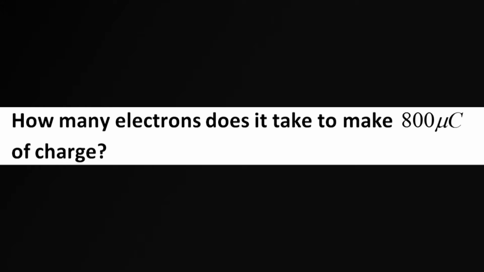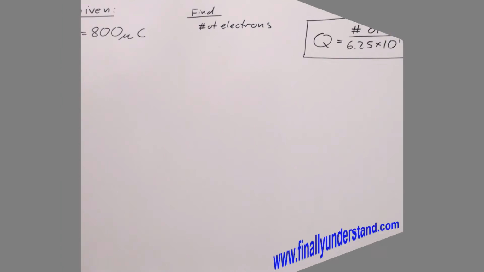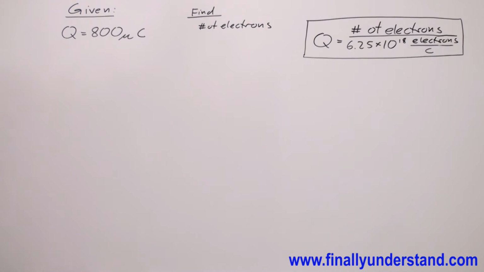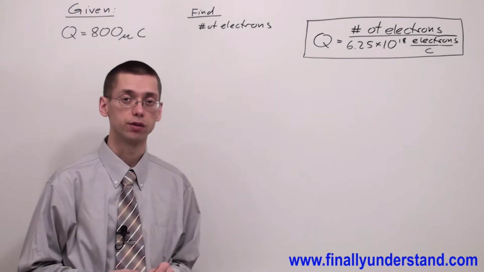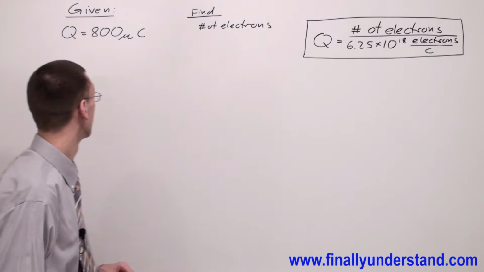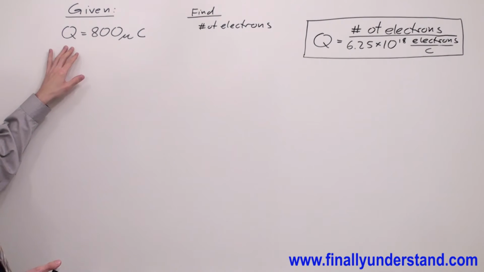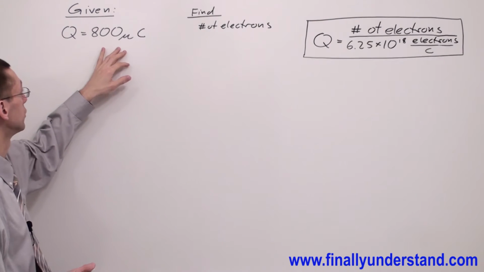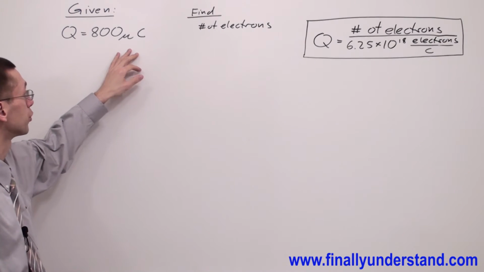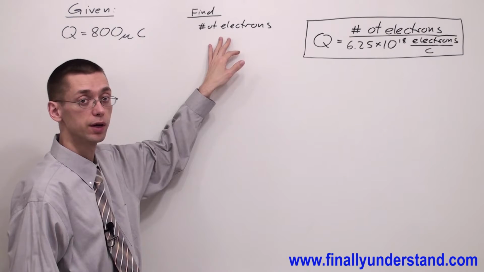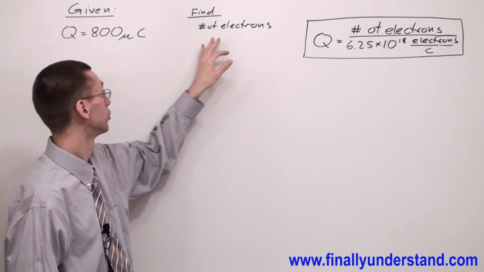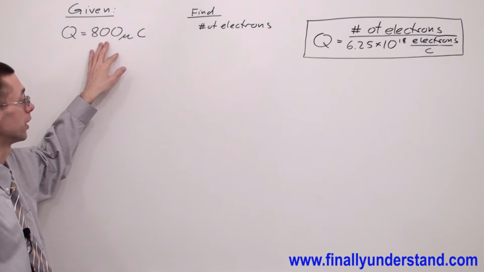How many electrons does it take to make 800 microcoulombs of charge? First, we have to write everything that is given. We are given a charge of 800 microcoulombs. We're supposed to find the number of electrons which are going to produce this charge.